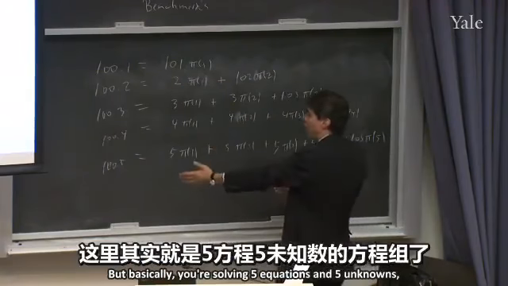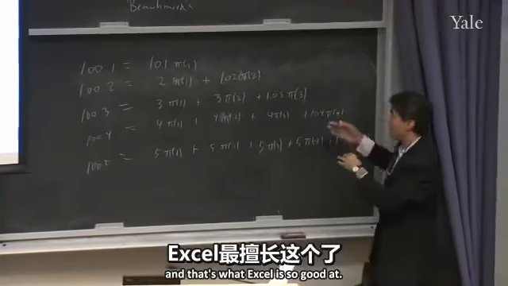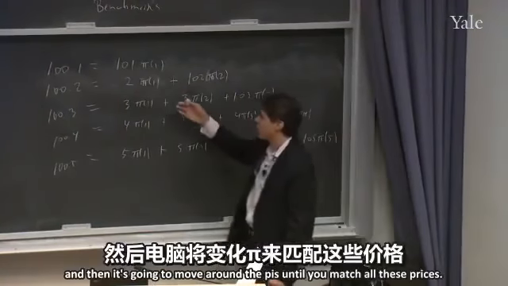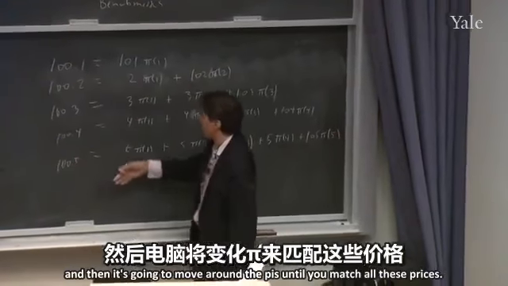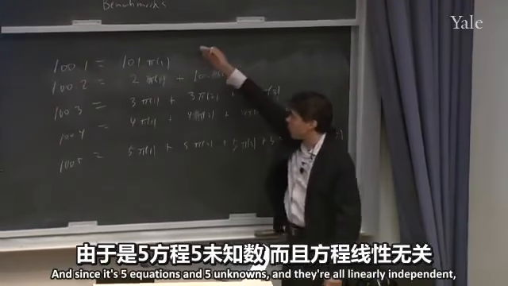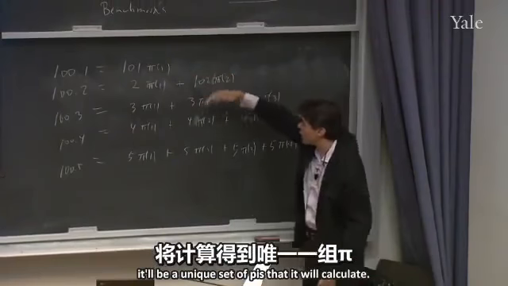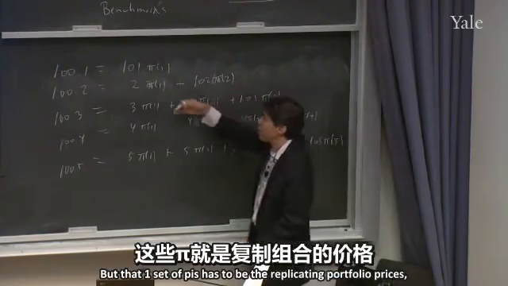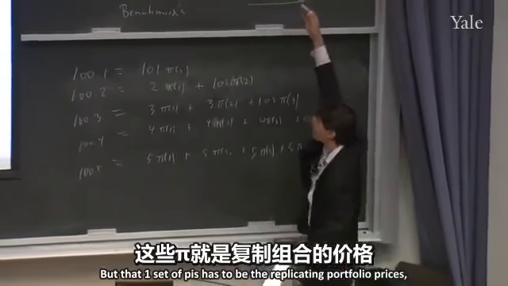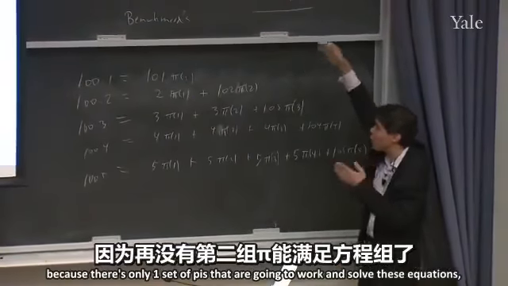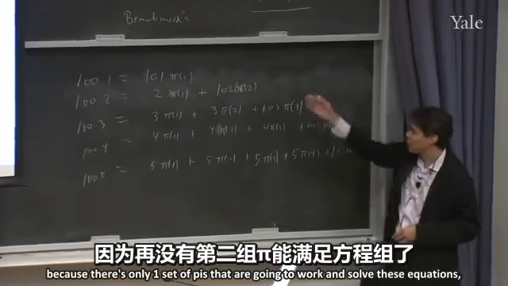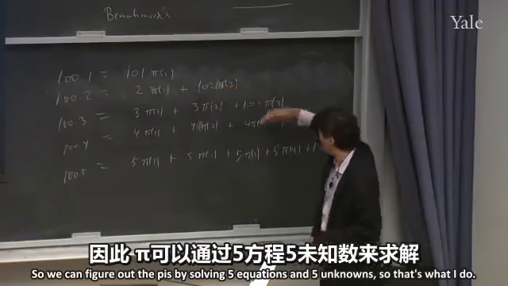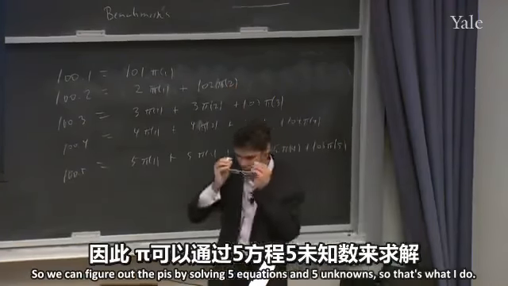But basically you're solving 5 equations and 5 unknowns, and that's what Excel is so good at. It's going to start with a wild guess of the pi's, and then it's going to move around the pi's until you match all these prices. And since it's 5 equations and 5 unknowns, and they're all linearly independent, it'll be a unique set of pi's that it'll calculate. But that one set of pi's has to be the replicating portfolio prices because there's only one set of pi's that are going to solve these equations, namely the ones you got by the replicating argument. So we can figure out the pi's by solving 5 equations and 5 unknowns.